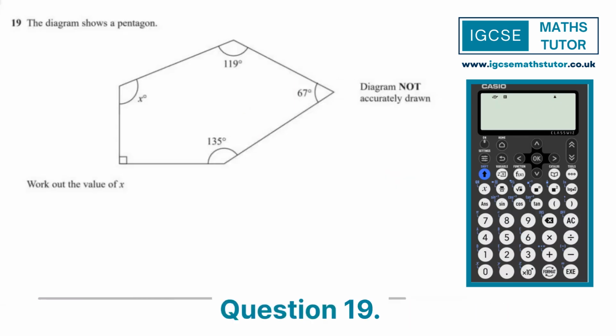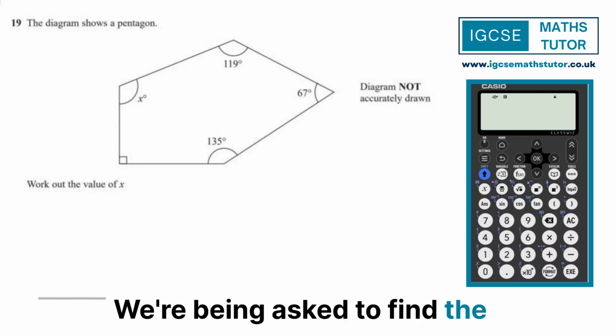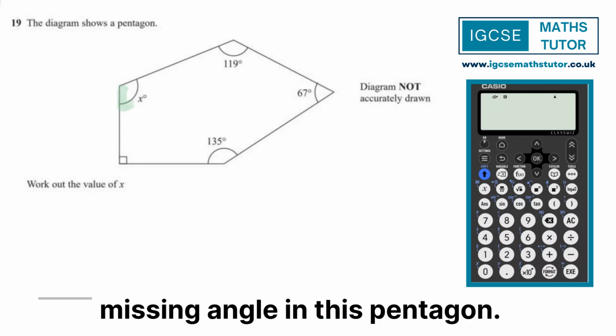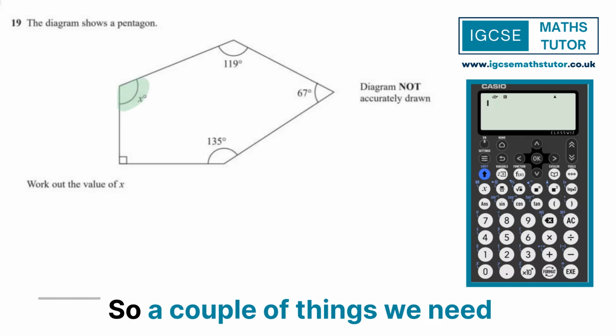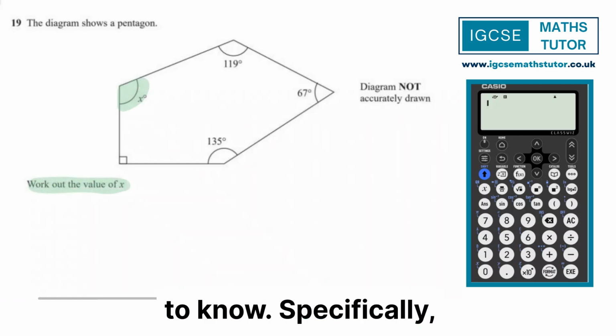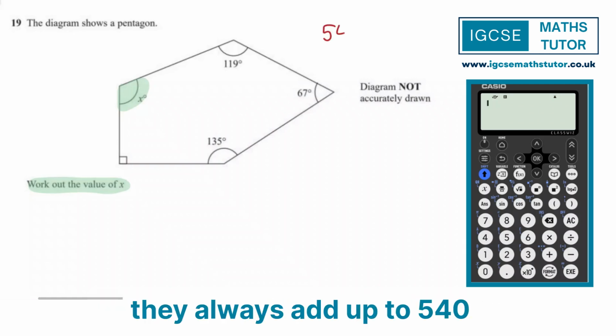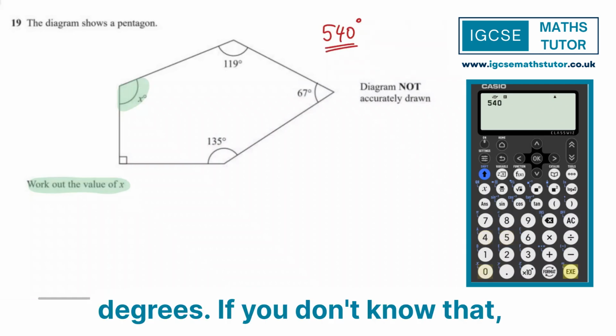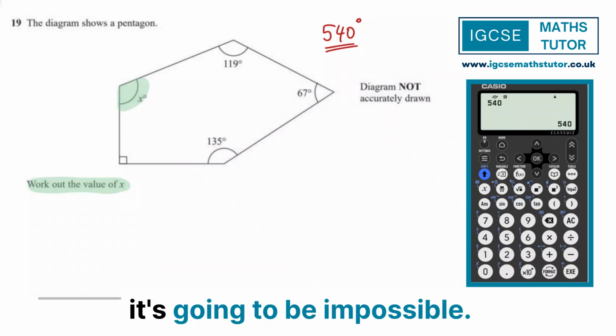Question 19, we're being asked to find the missing angle in this pentagon. So a couple of things we need to know. Specifically, we need to know what angles in a pentagon add up to. Well, they always add up to 540 degrees. If you don't know that, you're going to struggle on this question. In fact, it's going to be impossible.